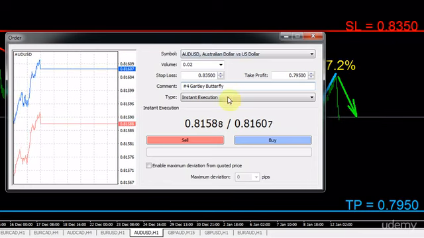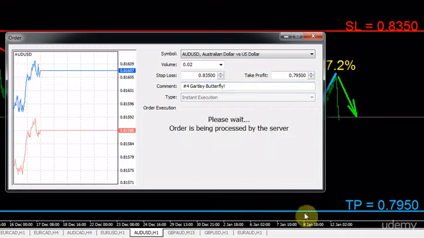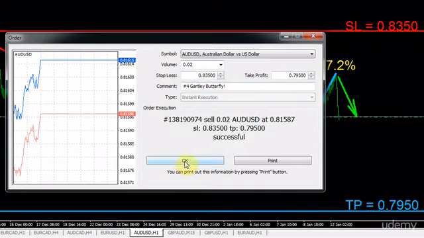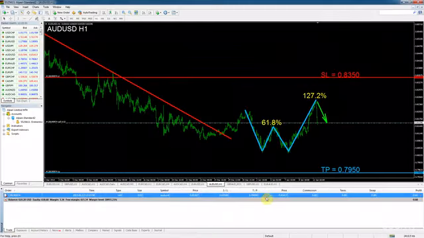Alright, so now we're going to quickly check that everything's correct, and we're going to sell. Perfect, so there's our sell order over here, and it's all in the market. We just have to wait for the price to hopefully go in our direction.